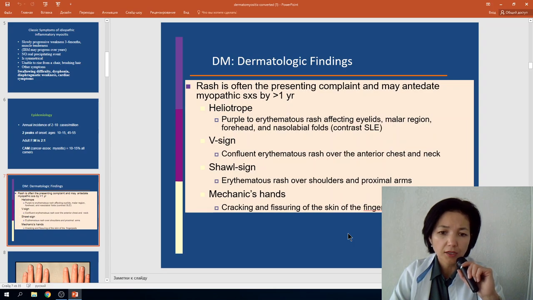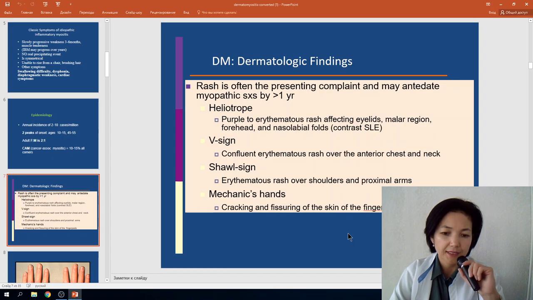Dermatomyositis clinically: rash is often the presenting complaint. Dermatological findings include the heliotrope rash. What does heliotrope mean? Heliotrope is a purple to erythematous rash affecting the eyelid, malar region, forehead, and nasolabial folds, in contrast with systemic lupus erythematosus. In systemic lupus erythematosus we also have a rash, but it has a butterfly shape. Next is the V sign, a confluent erythematous rash over the anterior chest and neck. Next is the shawl sign, an erythematous rash over the shoulders and proximal arms.